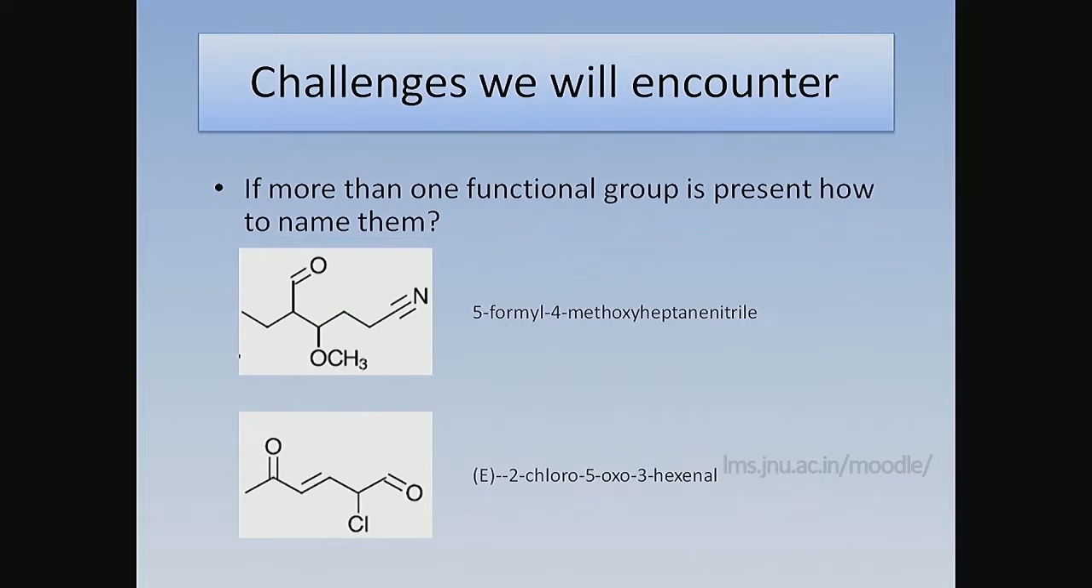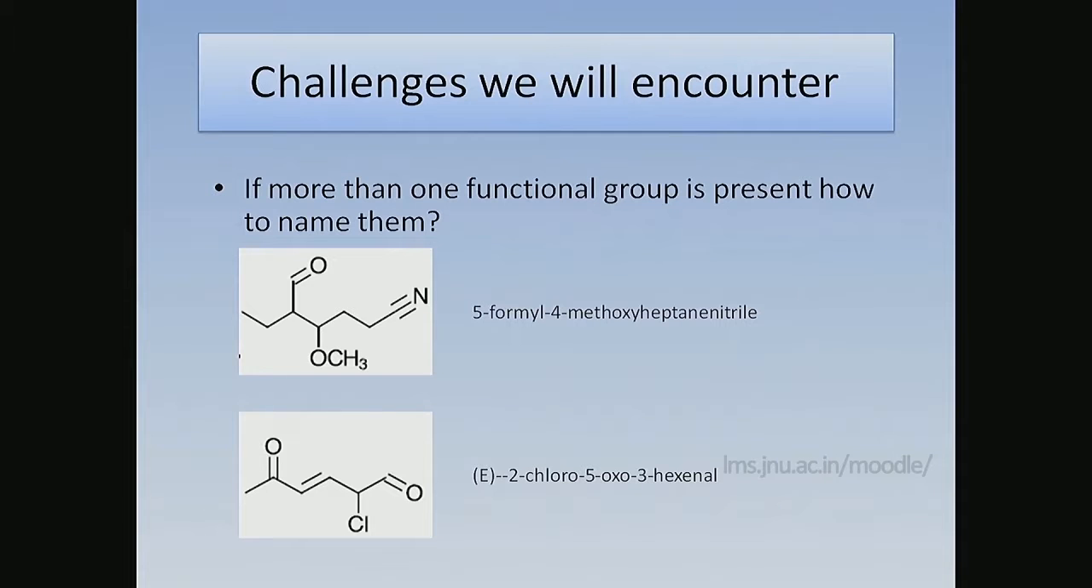For the second compound, it has a ketone, it has a double bond, it has a halogen, and it also has an aldehyde. So priority wise, the aldehyde gets the priority, so the name is hexanal. Ketone is named as oxo, the olefin is given as E, and the halogen is chloro.